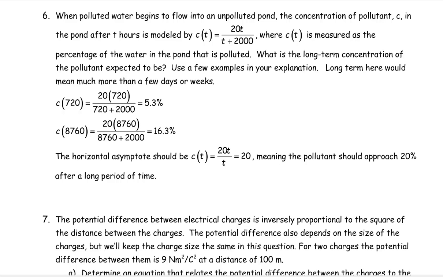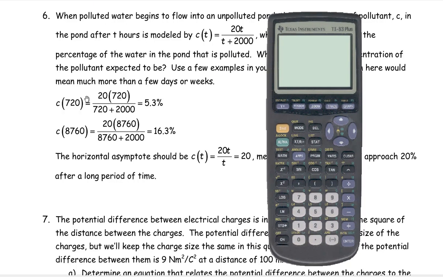Now, I found the concentration after 720 hours, and the reason I did 720 is because if you take 24 hours in a day times 30 days, it's about a month. So a month is about 720 hours. A little bit more if it's 31 days, a little less if it's February. So I found the concentration after 720 hours, and it works out to 5.3%. Now the 8760 was if you take 24 hours in a day times 365 days in a year. So in a year, there's 8,760 hours. So this one represents after a year.